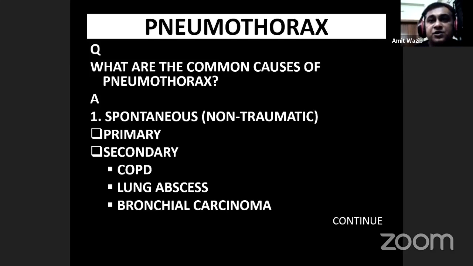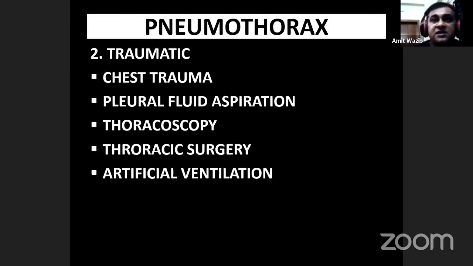Besides these spontaneous pneumothoraces, there are traumatic pneumothoraces that can happen, like any form of chest trauma, in thoracoscopy or thoracic surgery. It can even occur when we try to aspirate pleural fluid. We can accidentally get air into the pleural cavity if we don't take the measures carefully. And finally, artificial ventilation, if done too much, often causes pneumothorax. So these are traumatic ones.